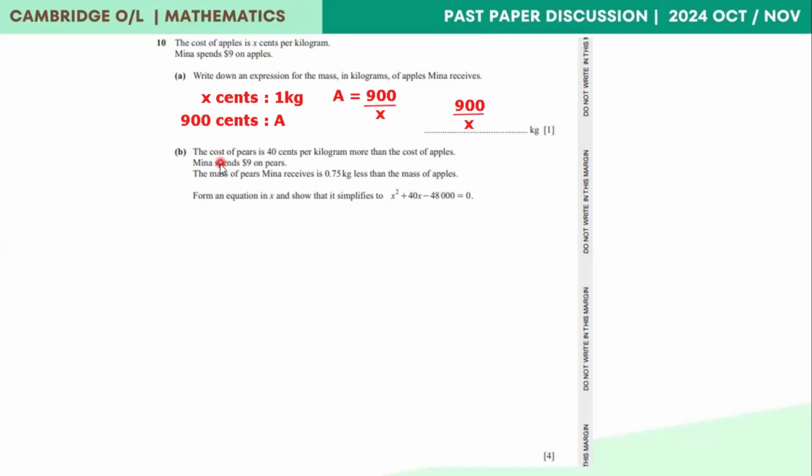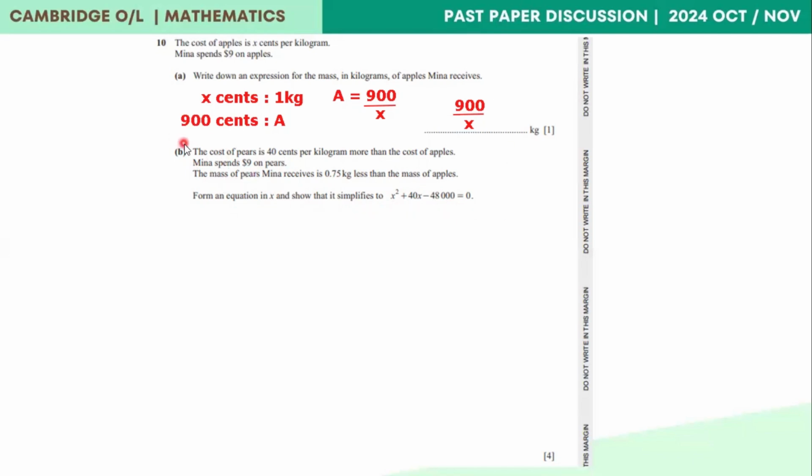For the big question: the cost of pears is 40 cents per kilogram more than the cost of apples. Meena spends $9 on pears. The mass of pears Meena receives is 0.75 kilogram less than the mass of apples. Form an equation in x and show that it simplifies to x squared plus 40x minus 48,000 equals 0.